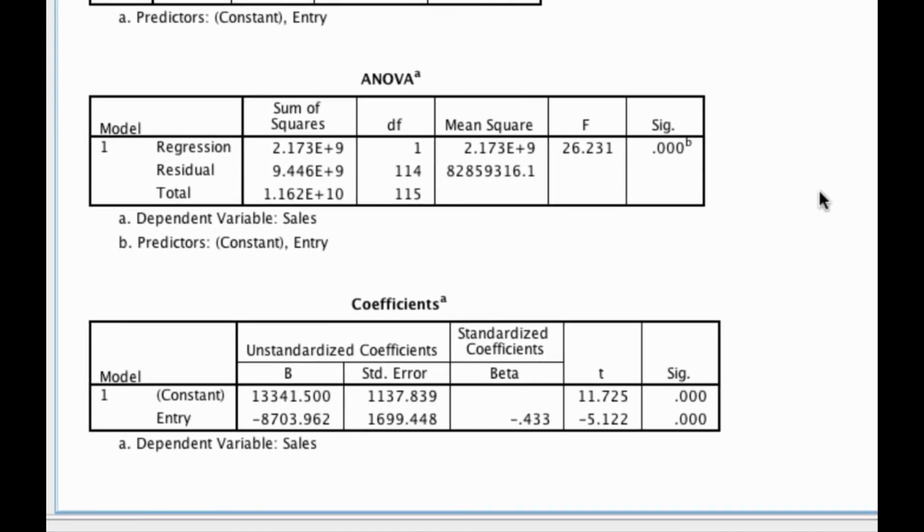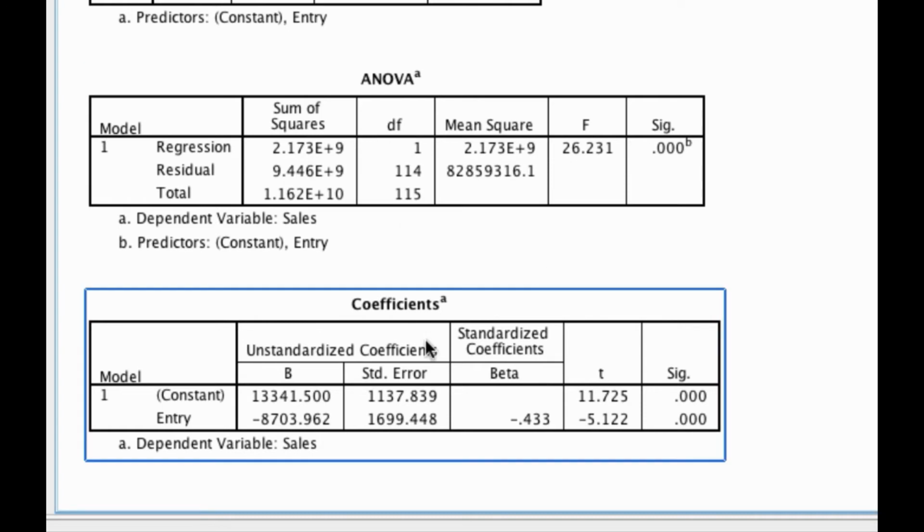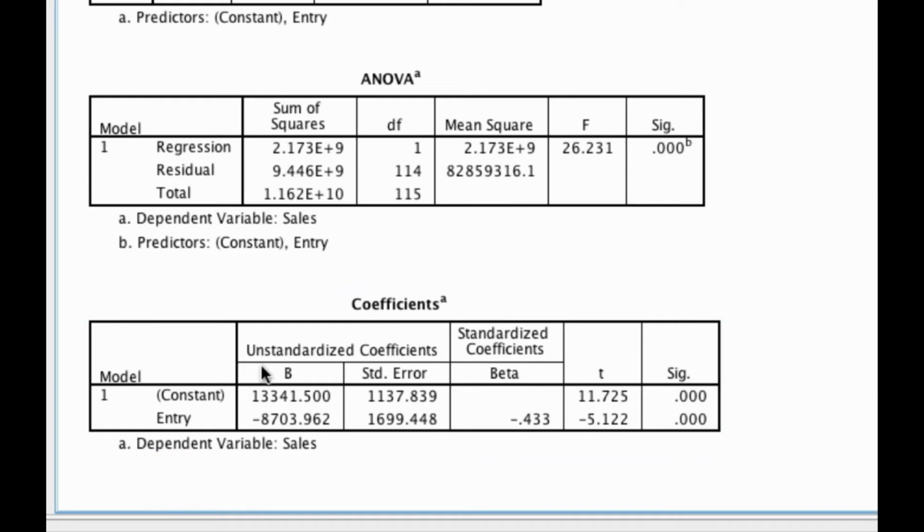And if we pop down to our coefficient table, what we find is that the influence of entry is negative 8,700 units, and it is highly statistically significant. That value is less than 0.05. And so we can conclude that the influence of entry on sales is negative. In other words, as competitors enter the marketplace, sales go down by 8,700 units.